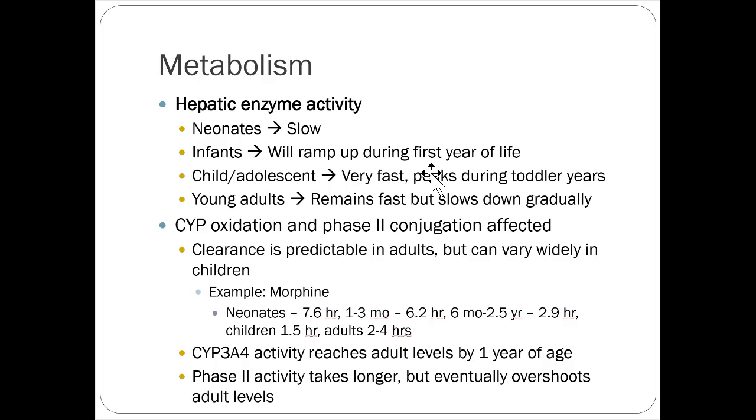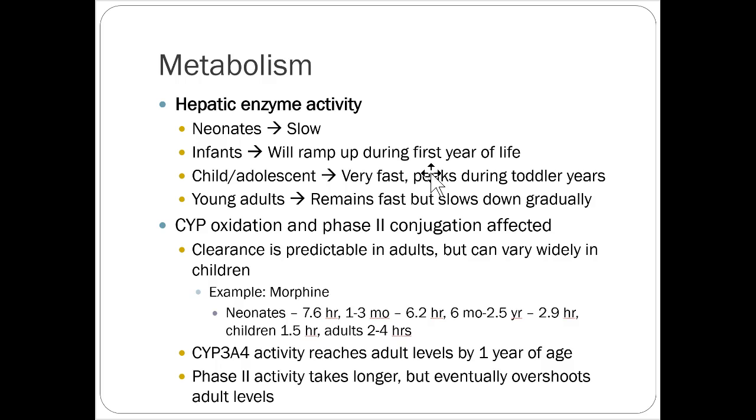There are different oxidation and phases affected. So conjugation and oxidation are affected. Clearance is predictable in adults, but can really vary widely in children. So I just put a half-life example in there. Morphine has active metabolites. So you can see neonates have a half-life of 7.6 hours, and then it slowly decreases as the child gets older. Even up to 2.5 years, you can see it's like a third of what it was. So it definitely changes drastically for the different age groups.